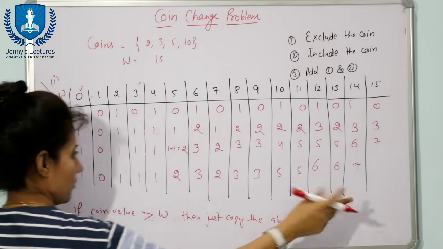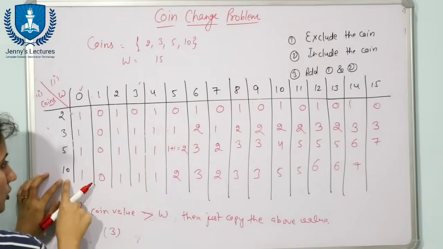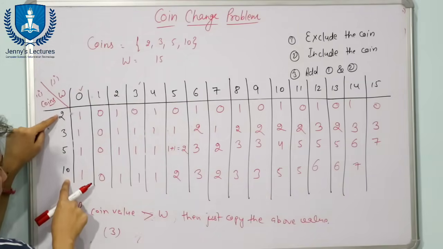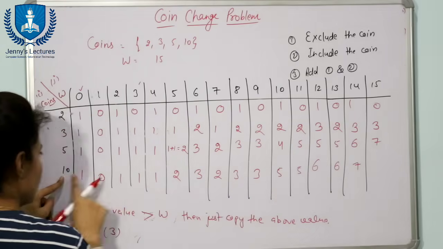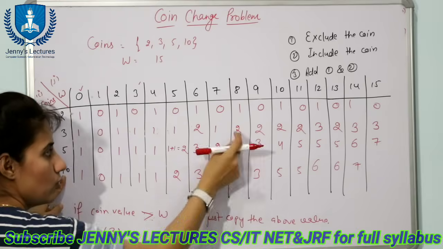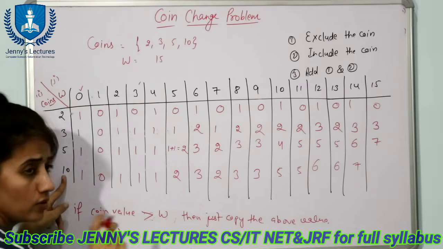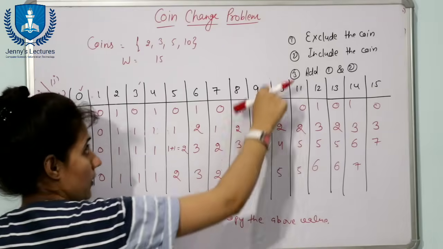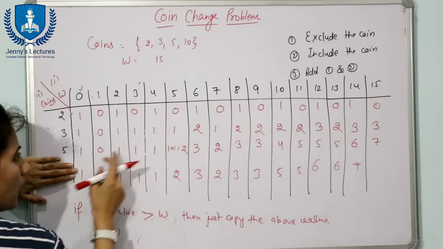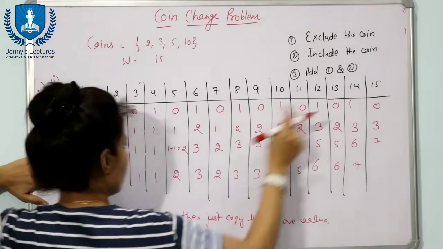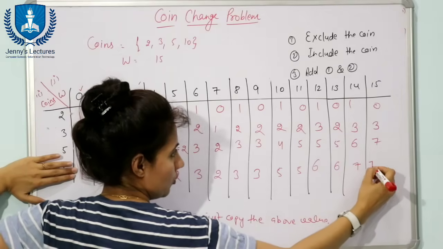Just check out for this one finally. See, here the amount is 15 and denominations we are having coins of denomination 2, 3, 5 and 10. Now this 15 is greater than this 10, so we will not copy value from above cell. If this value is greater than that W value, then we will copy. Otherwise you have to apply this rule. If you do not include this 10, if you exclude this 10, then in how many ways you can get this total using these coins? Obviously 7 ways. Just copy the value from above cell.